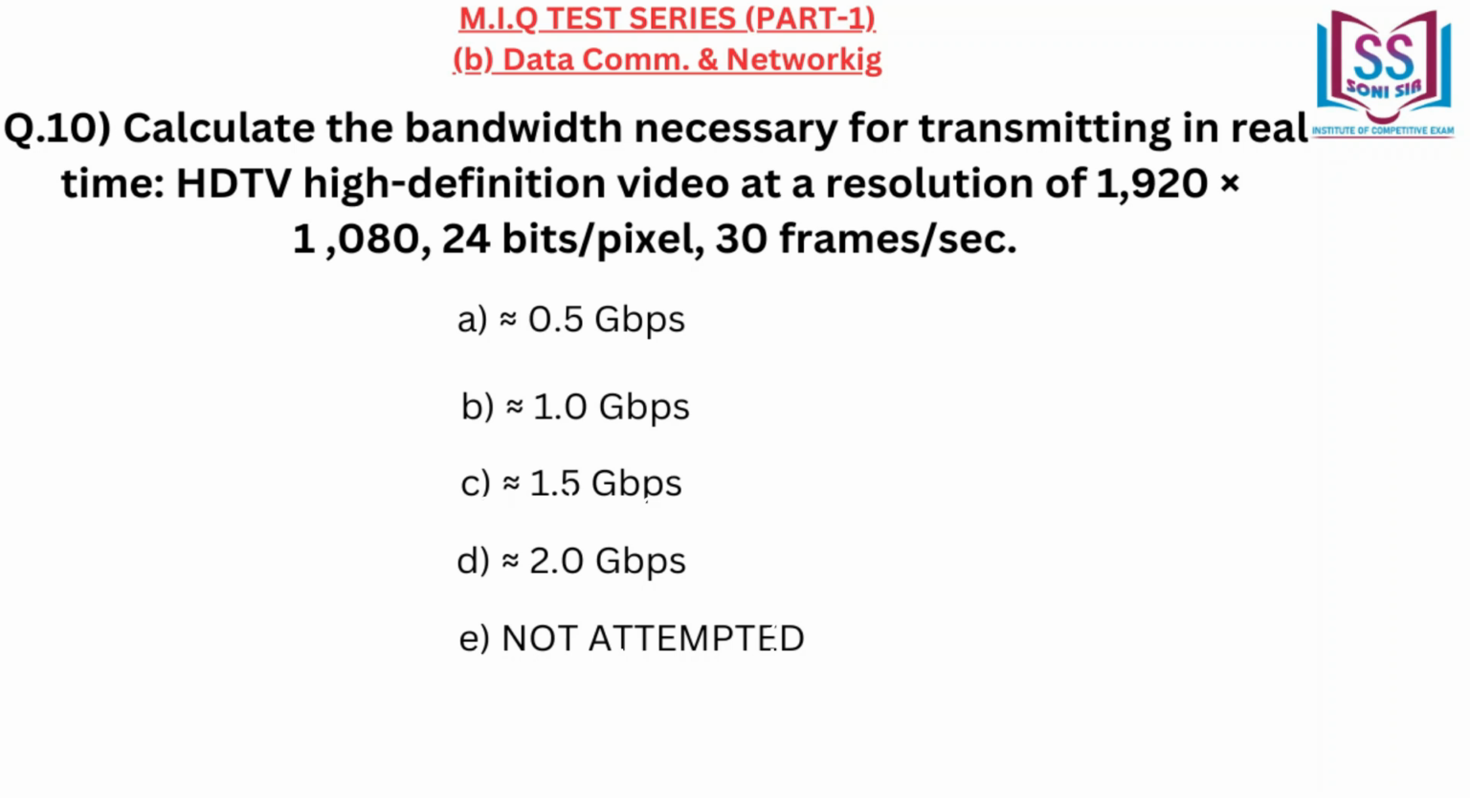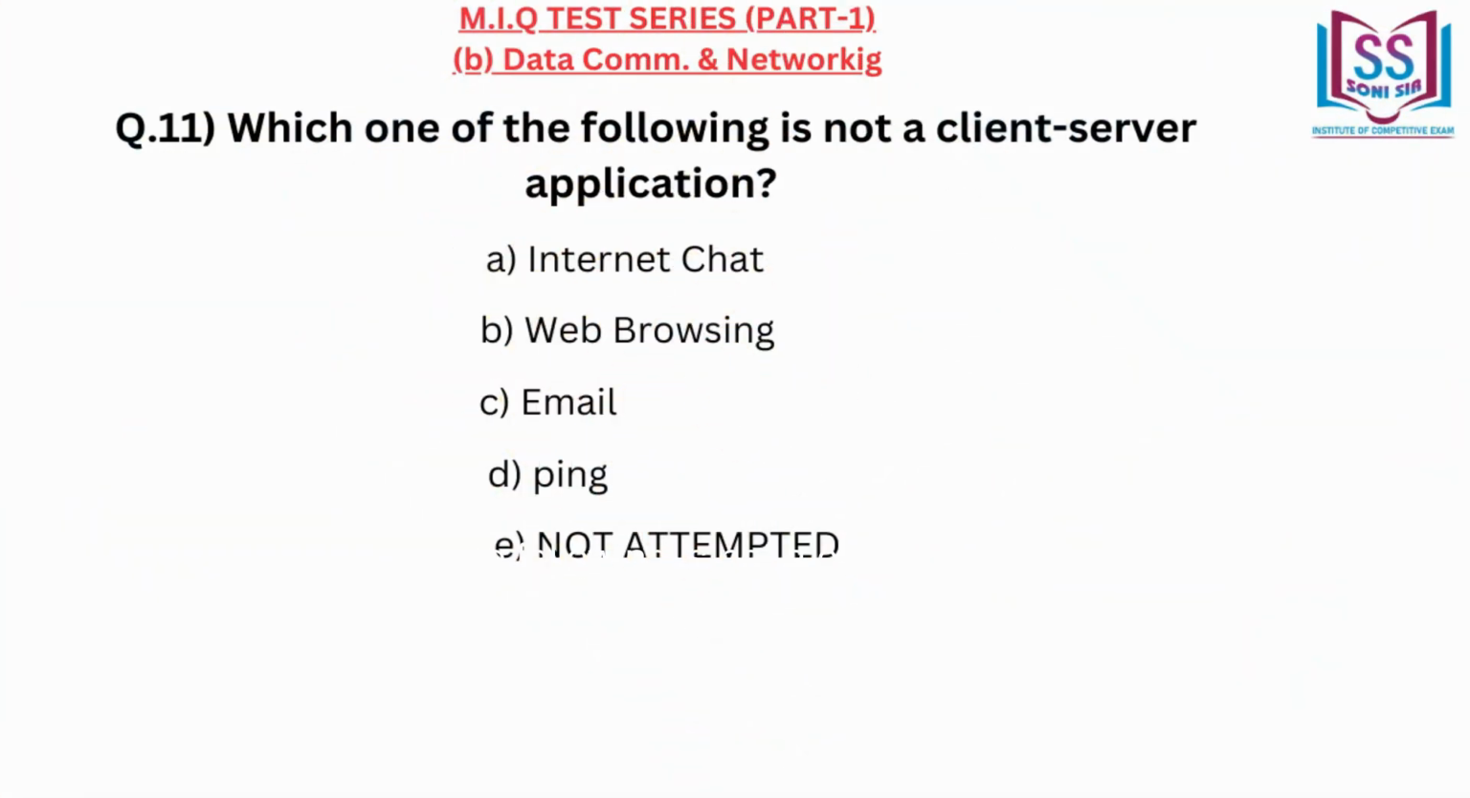Calculate the bandwidth necessary for transmitting in real time HDTV high-definition video at a resolution of 1920 × 1080, 24 bits per pixel, 30 frames per second. A. Approximately 0.5 Gbps. B. Approximately 1.0 Gbps. C. Approximately 1.5 Gbps. D. Approximately 2.0 Gbps.